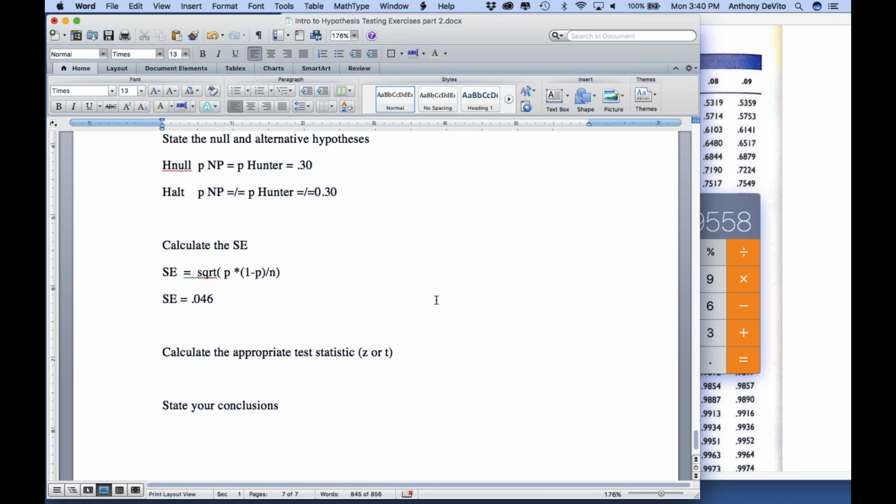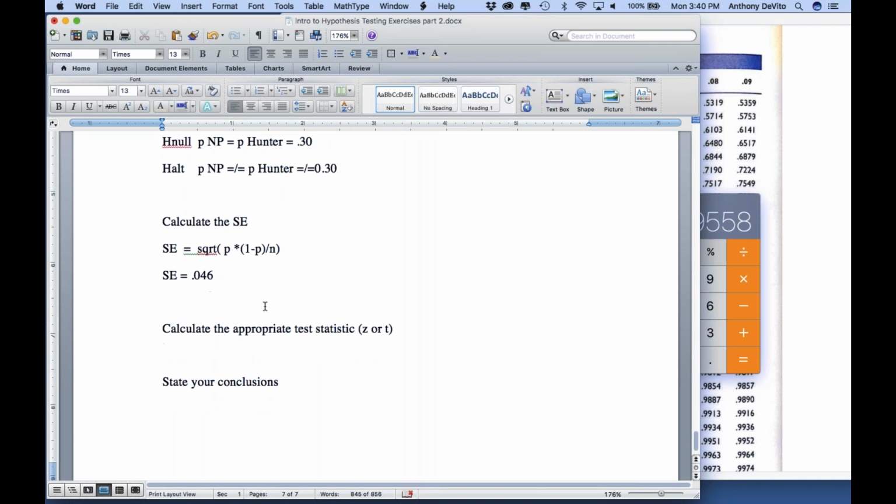0.046, or 4.6%. 0.21 divided by 100, and then you find the square root of the whole thing. Remember the formula. Look at the formula.